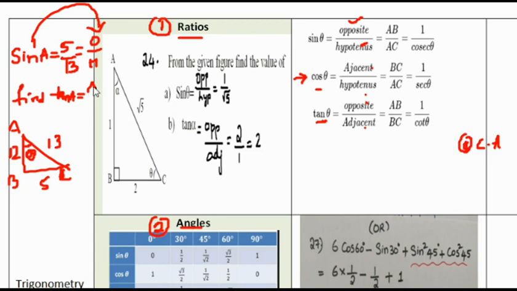Tan theta, adjacent, sorry, opposite by adjacent side. Here opposite is 5, adjacent is 12. So this is how we have to find the ratios problem.